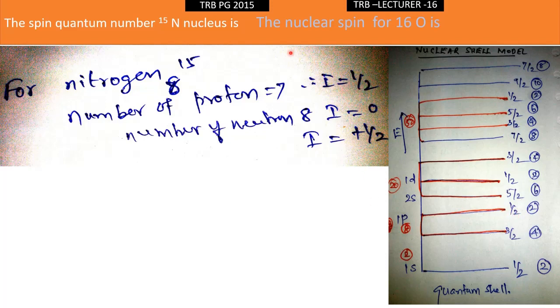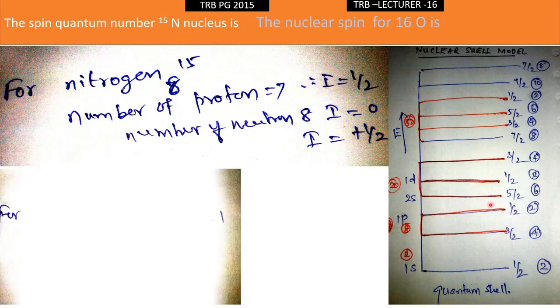Okay. And in this nucleus the number of neutrons is 8, that is 15 minus 7, so 8. So writing the nuclear arrangement: 2, 4 for protons, and here it will be 2, 4, 2 neutrons, 8. So the I value is 0. For an even number, the I value is always 0. So the total I value is equal to half. The spin quantum number of nitrogen 15 is half. So this is the answer.